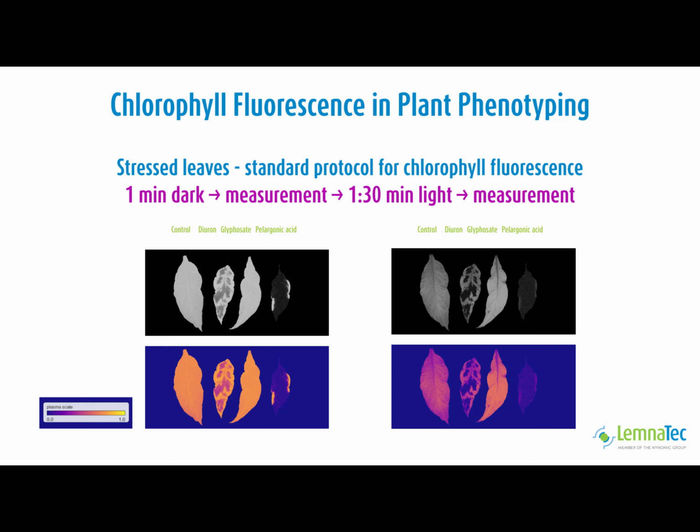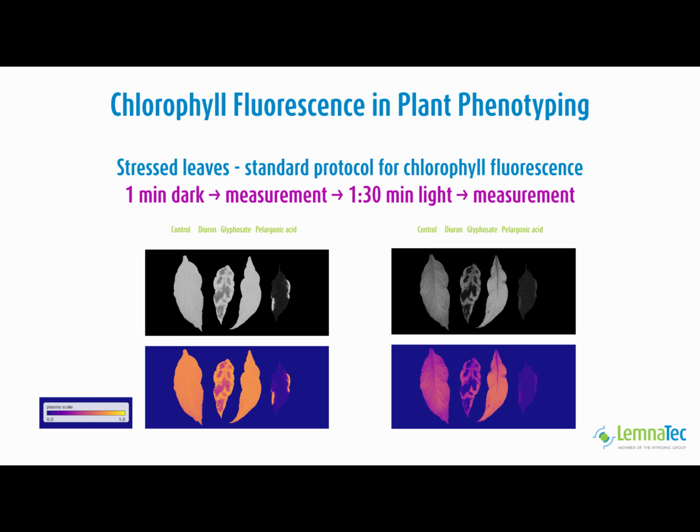Glyphosate blocks amino acid synthesis. This is a long-term effect. In Fv over Fm, the glyphosate-treated leaf looks similar to the untreated leaf. In light-adapted quantum yield, the values even seem to increase a bit.